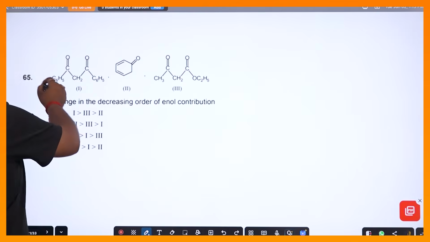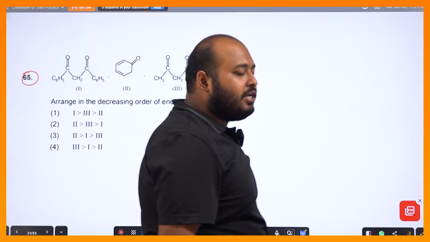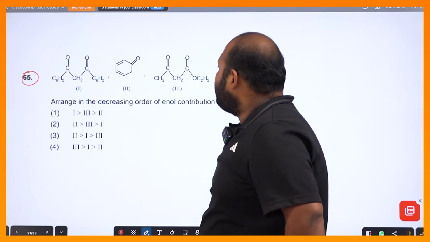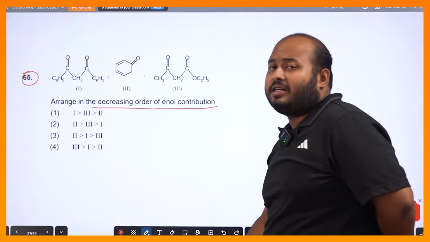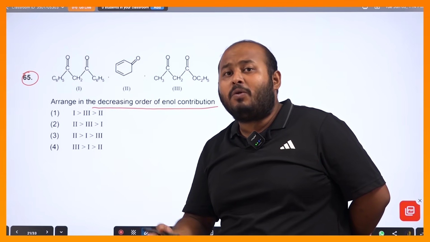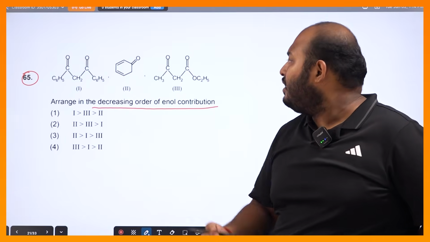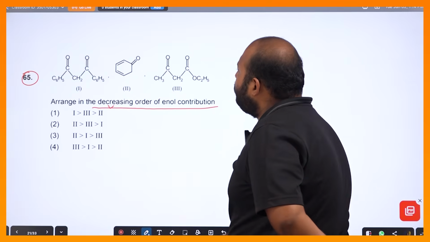Okay, next is question number 65. This is a question from tautomerism, or rather keto-enol tautomerism. In this case, you can see: arrange in the decreasing order of the enol contribution. So it is asking where the enol form will be more stable, where the enol content will be highest, in a decreasing manner. Okay, so let us check out option 2.